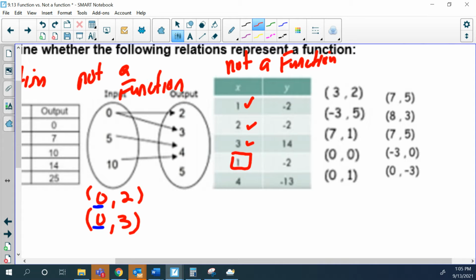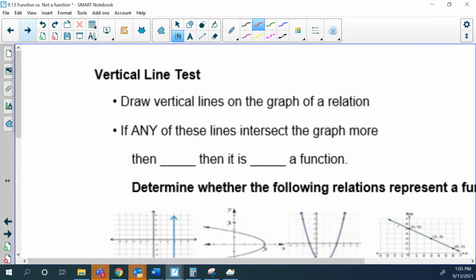And then let's see on this one for the pairs, we have a 3, that's good. Negative 3, 5, 7, 1, 0 repeats itself twice. So this is not a function. And look at the last one, guys. Pause the video and try the last one on your own. Once you do that, you'll see 7 repeats itself, so that's not a function.